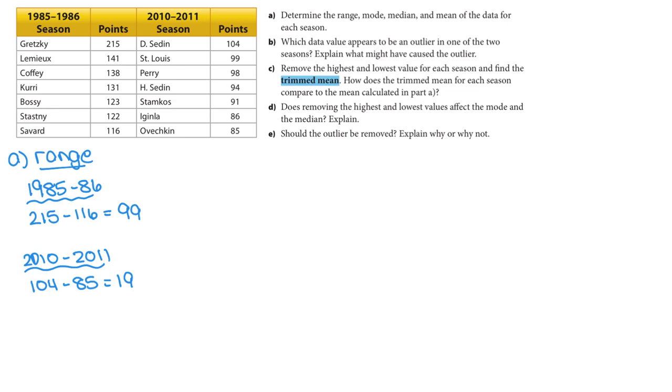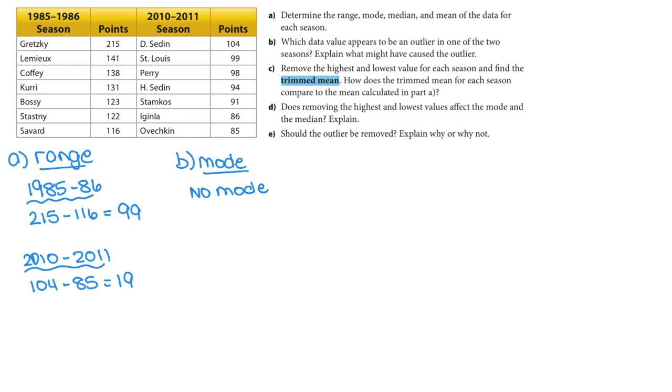To find the mode, remember, is the most common value that's there. So the one that appears the most. But if you look at both data sets, there are no repetition in point values in either data set. So there are no numbers that appear more than once. So for either data set, there is no mode for both the 85-86 season and for the 2010-2011 season because no values repeat.